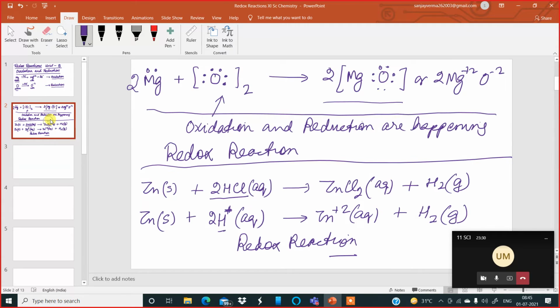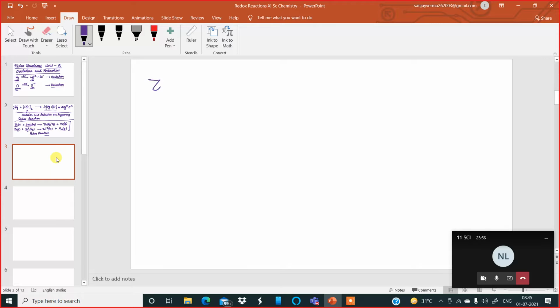Can you explain the second example again? Second example. Zinc is a metal. Now we know the valency of zinc is how much? Plus 2. Which means zinc metal can give away two electrons. Its valence is plus 2, which means it can give away two electrons.